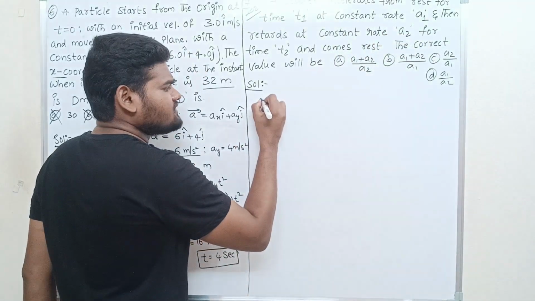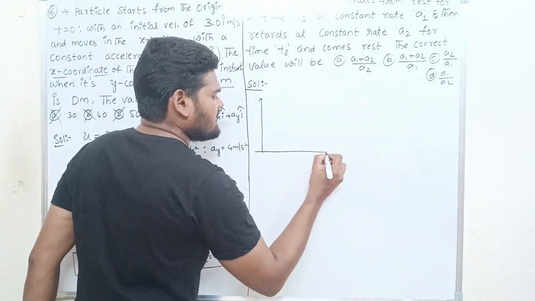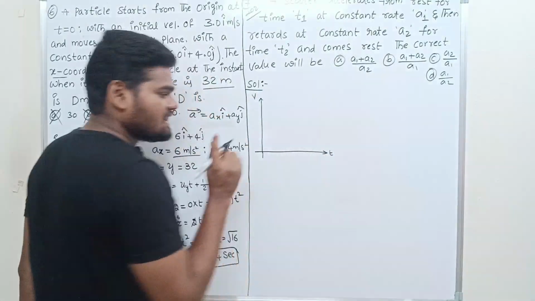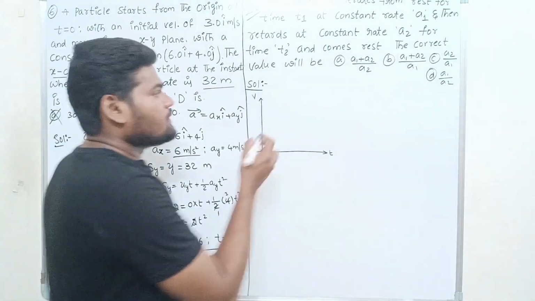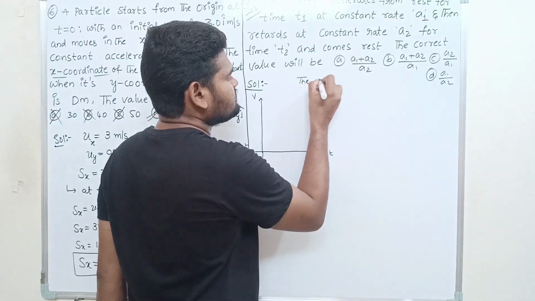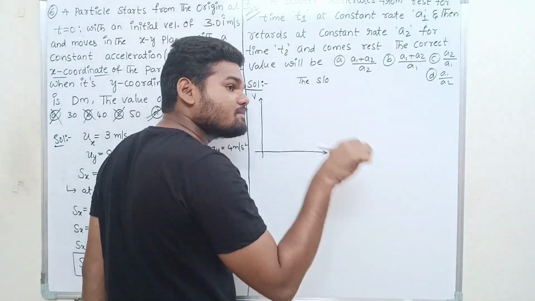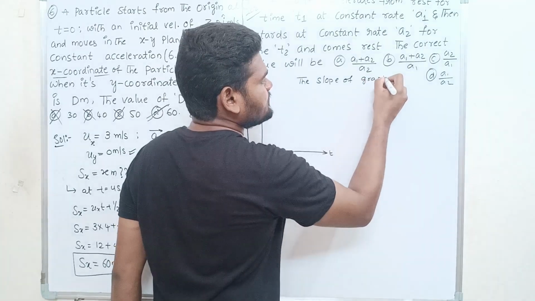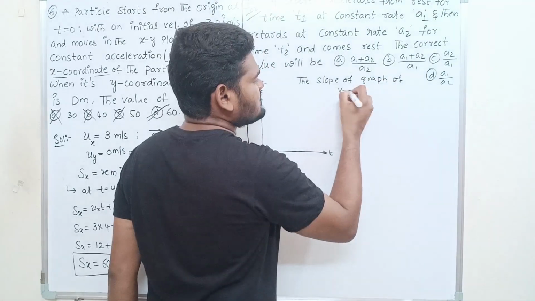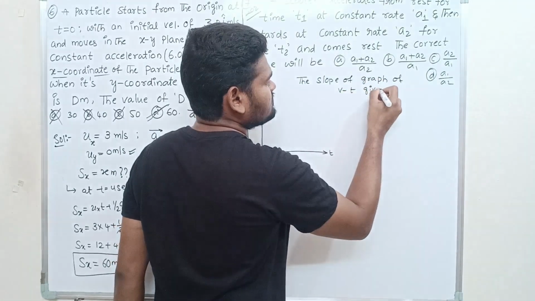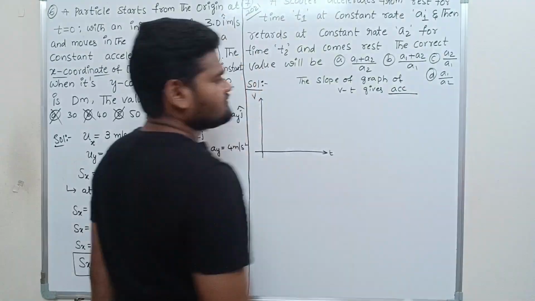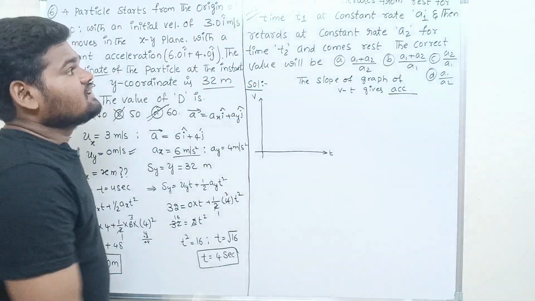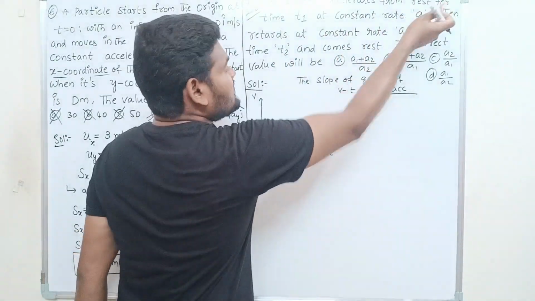Have a look. As we know, if we draw the graph for velocity versus time, then, as we have already discussed in previous lectures, the slope of the graph of v versus t gives acceleration. Okay, so if we take the slope, then it gives what? Acceleration. A scooter accelerates from rest.